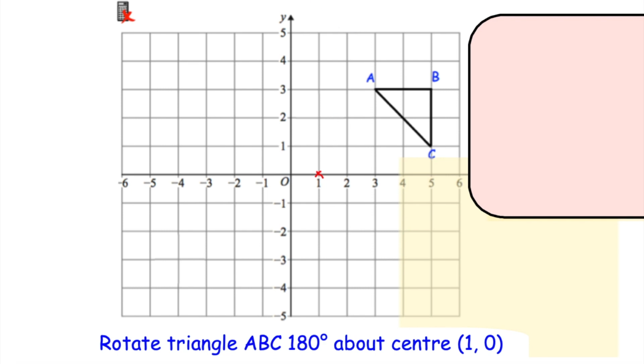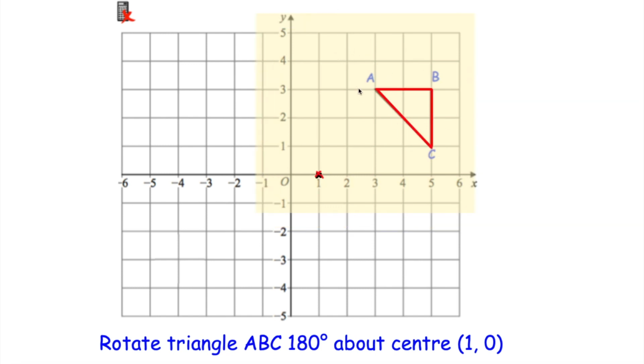Now what we're going to do is get our tracing paper, put it over the triangle and the center of rotation, and mark on our tracing paper a little X where the center of rotation is, and draw over our triangle. And when we've done that, it should look something like this. Now we've drawn over the triangle and also over the center of rotation, we can rotate the triangle ABC 180 degrees about the center 1, 0. Now notice it just says 180 degrees because it doesn't matter if we go clockwise or anti-clockwise, it'll end up in the same location. So let's do that.